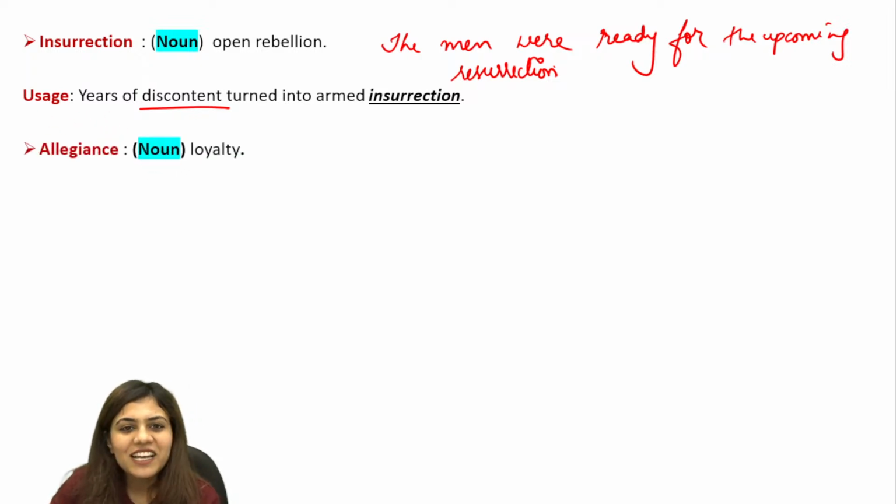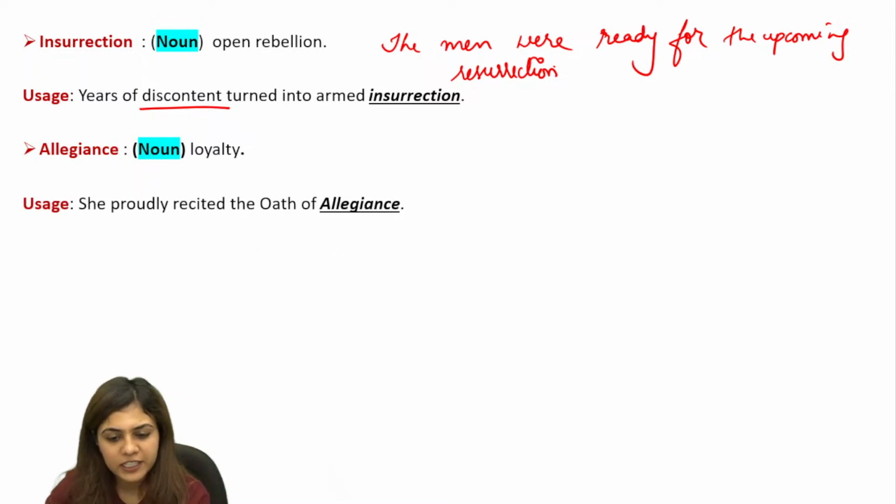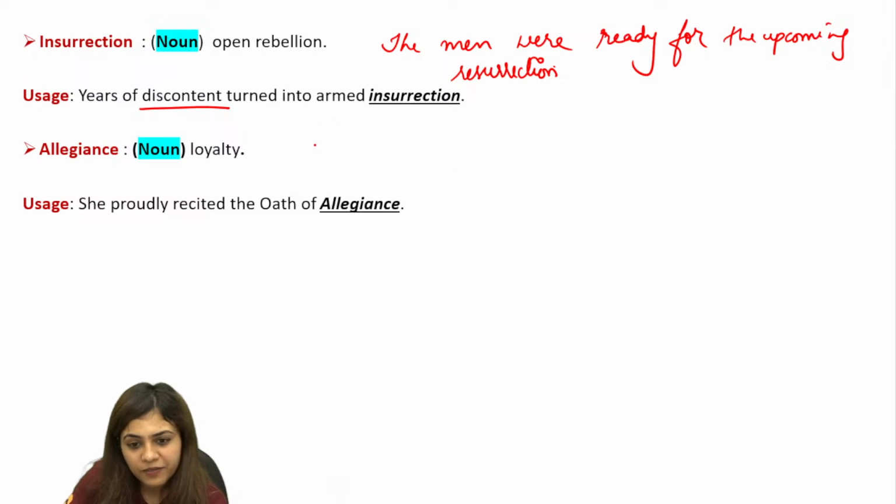The next one is allegiance. Allegiance का मतलब होता है loyalty. And you generally pledge your allegiance towards somebody. For example, if you are a member of a party, so you will have to take an oath of allegiance. Allegiance, loyalty. And it's a noun. She proudly recited the oath of allegiance, the oath of loyalty.